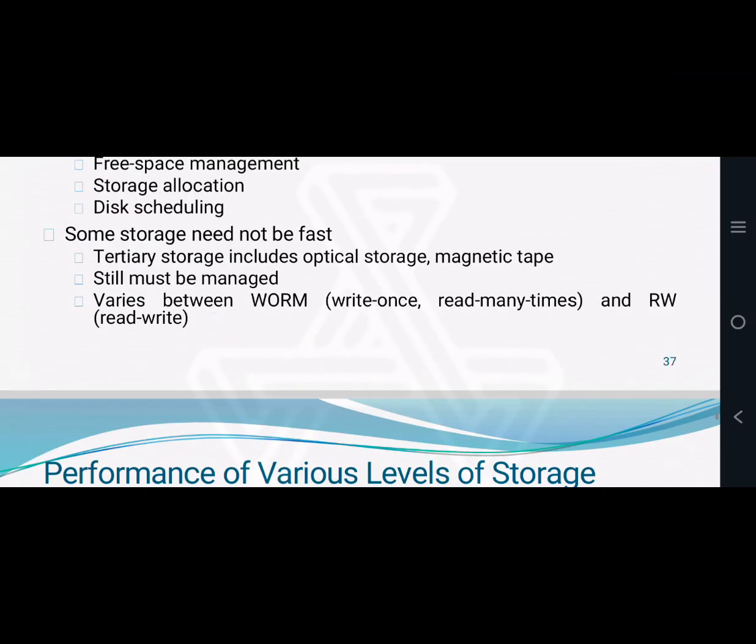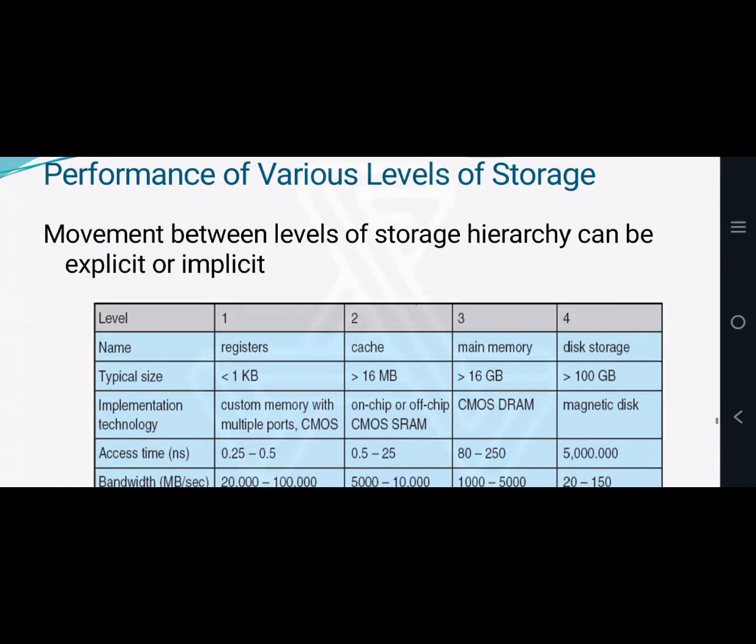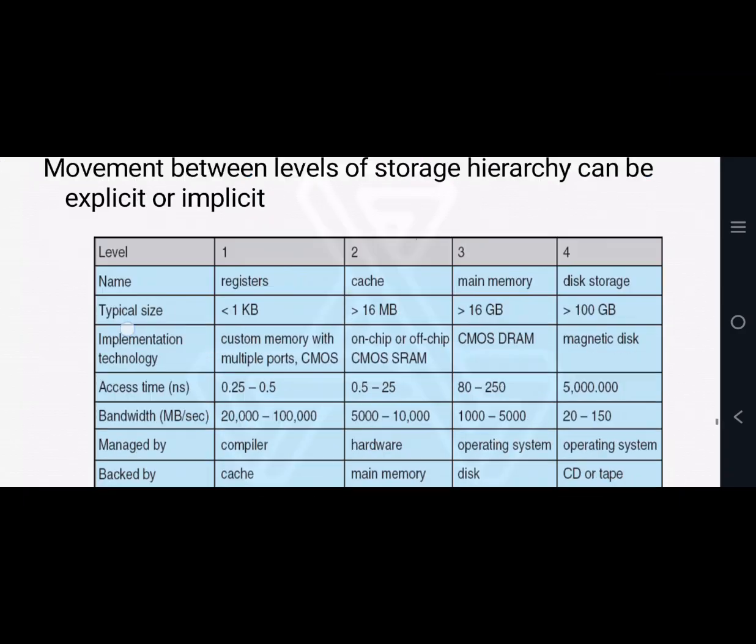Some storage need not be fast. Tertiary storage includes optical storage and magnetic tape. It still must be managed. It varies between WORM, write once, read many times, and RW, read write. Performance of various levels of storage: movement between levels of the storage hierarchy can be explicit or implicit.